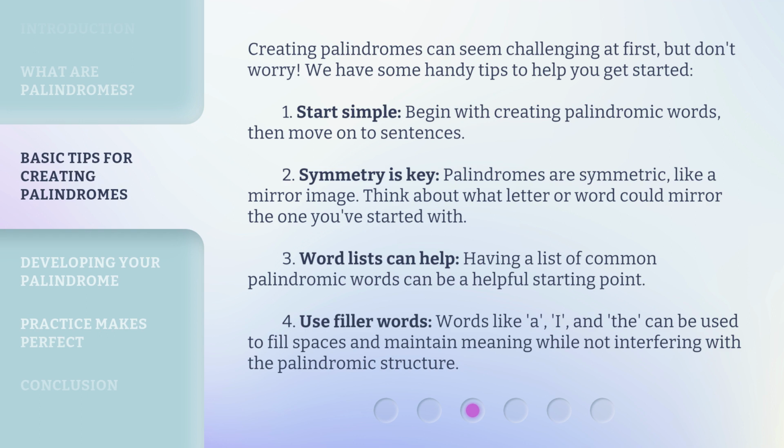Creating palindromes can seem challenging at first, but don't worry. We have some handy tips to help you get started. 1. Start simple. Begin with creating palindromic words, then move on to sentences. 2. Symmetry is key. Palindromes are symmetric, like a mirror image. Think about what letter or word could mirror the one you've started with.